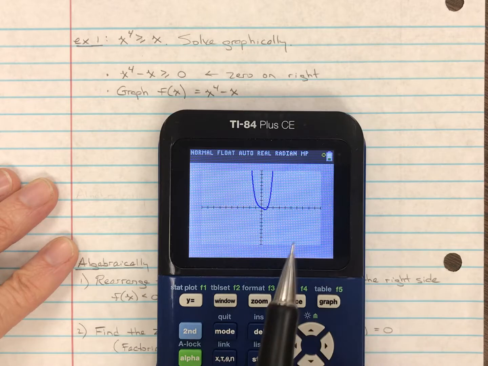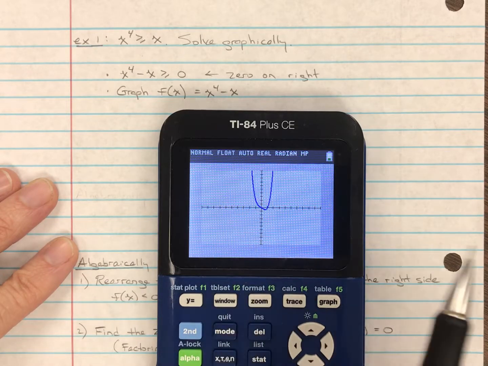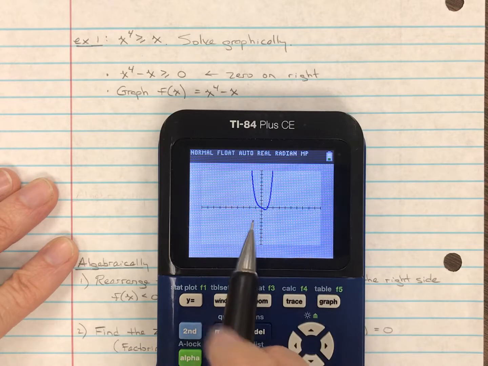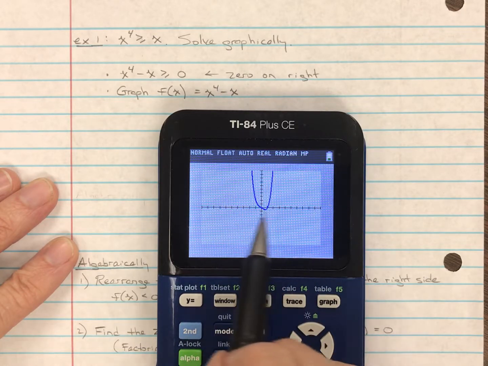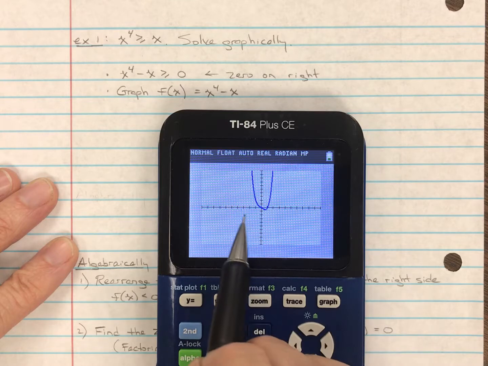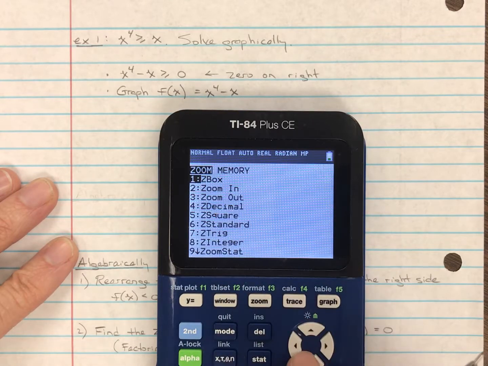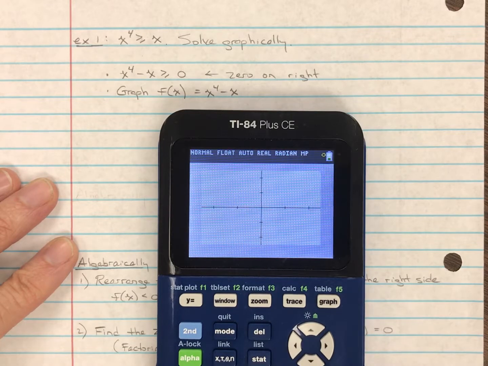Okay. Looks like I've got a couple of zeros in here. Let's zoom in and see what's going on here. I need to zoom in on my x's, and I'll zoom in my y's too. Let's go to zoom and see what happens.